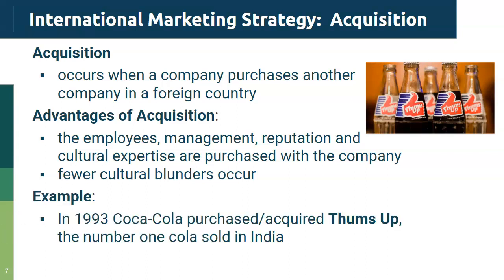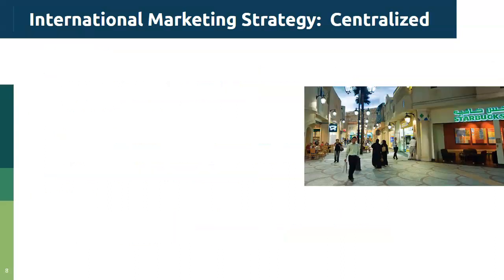And a great example is, and it's a little old, but still valid, in 1993, Coca-Cola purchased / acquired the Thums Up brand, which was the number one cola sold in India. And there's a picture of it over on the side there.